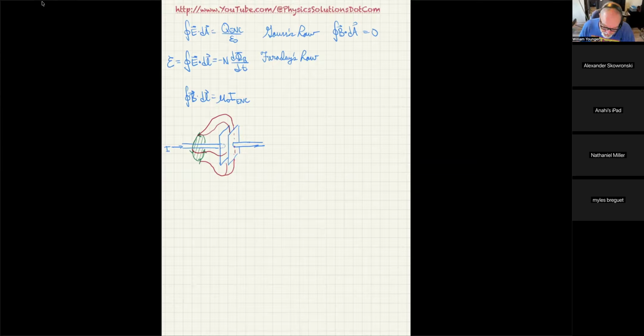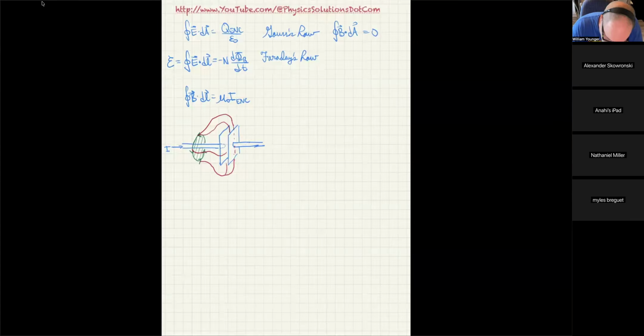So there seems to be a contradiction. If I chose this red surface as Santa's bag, then the I enclosed would be zero. Yet if I chose the green surface, the I enclosed would be the I there, and I'd get B equals mu zero I over 2πR. But with the red bag, I'm getting B equals zero. So it's either true or it's not true. So what Maxwell did was figure out how to fix it.